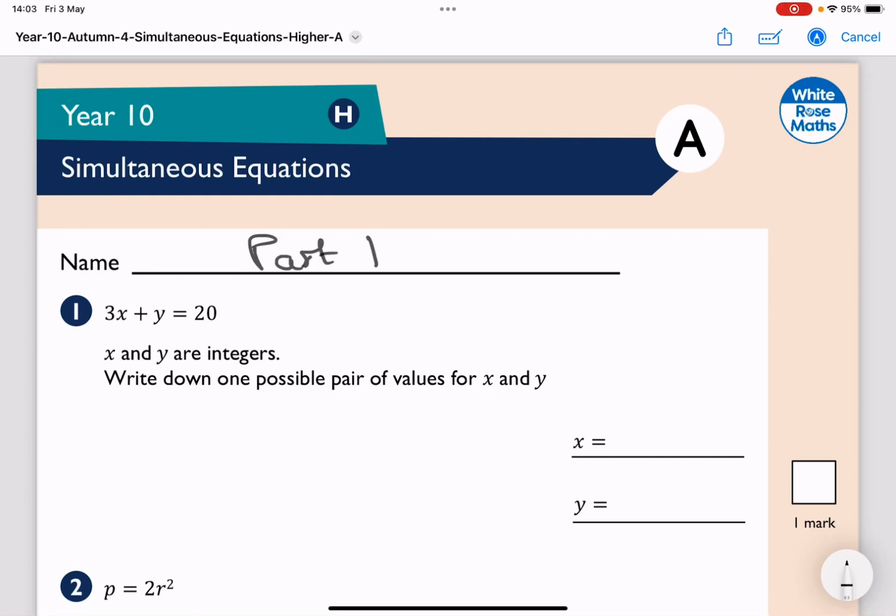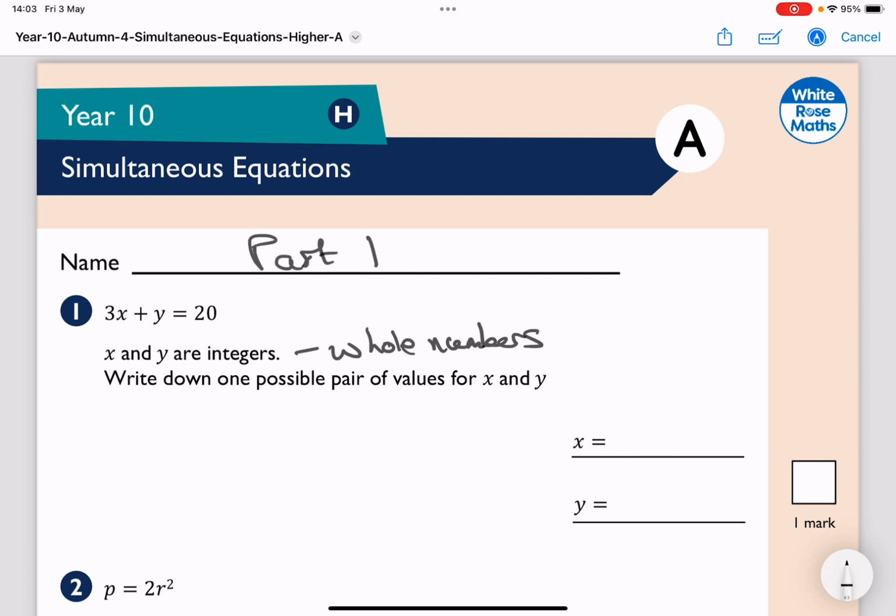Okay, next topic for Year 10 higher is simultaneous equations. First question, 3x plus y equals 20. x and y are integers. Basically, they are whole numbers. Write down one possible pair of values for x and y.